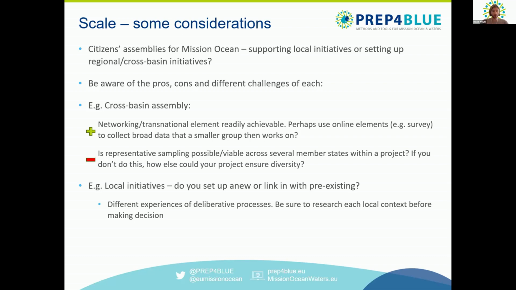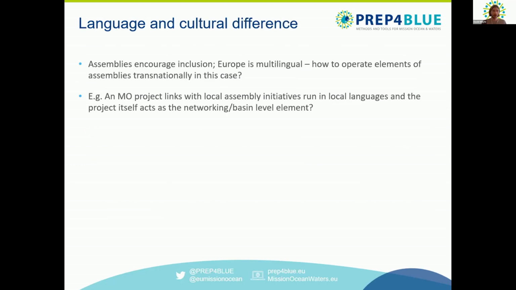So if you want to work on restoration in Ireland through a citizens' assembly model between 2025 and 2030, it's probably valuable to link in with that process and to engage with those decision makers, rather than setting up something completely separate that works in tandem with it. Having that kind of local level knowledge is very important before you make these decisions. So do some research on the different states and the different regions that you're working in.